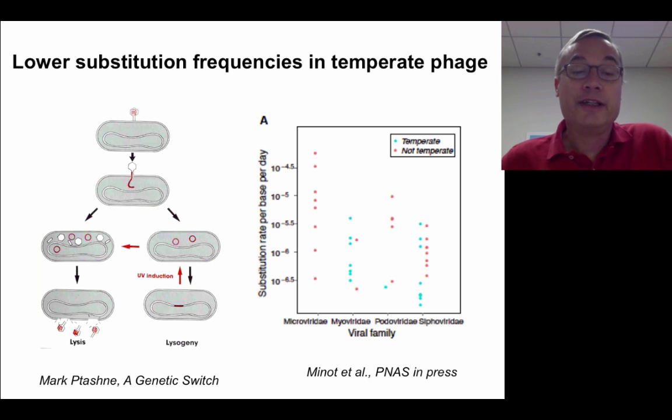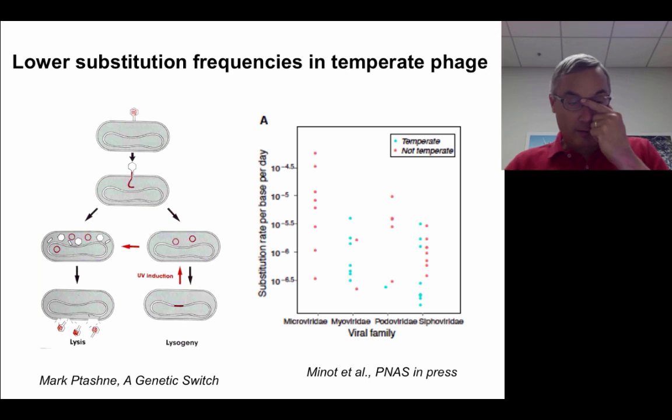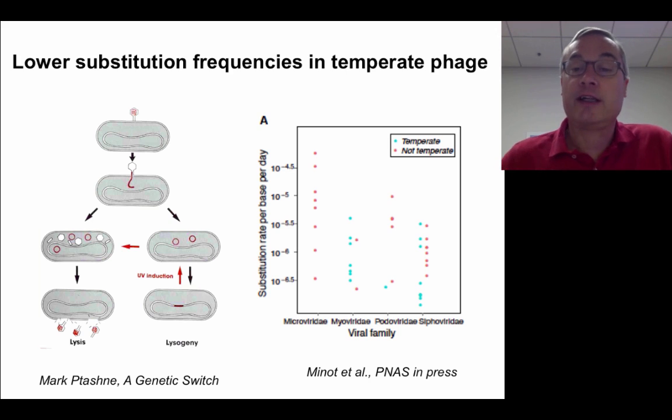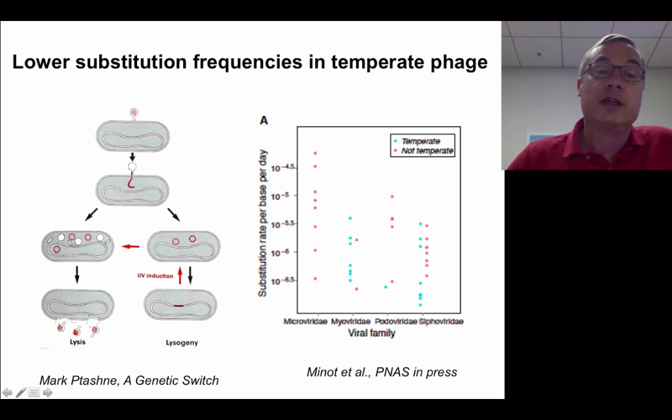Another form of variation we studied was just accumulation of point mutations. One thing we found was that temperate phages tend to have lower values. Temperate phages are ones that can form lysogens, as I mentioned earlier. So phage can infect, introduce its DNA into a bacterial cell, and a temperate phage can then integrate that DNA into a host cell to form a lysogen, as shown here. And then under unfavorable circumstances, it can induce and burst the cell and produce progeny.